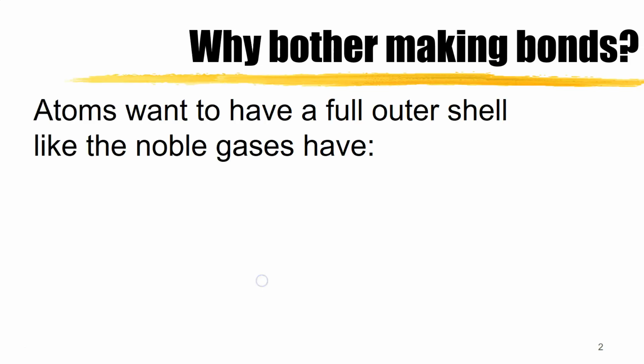So remember that the atoms want to have a full outer valence shell. They want to feel really stable, like the noble gases are. So what ends up happening is that the atoms are going to try to adjust the number of electrons they have until they look like a noble gas in terms of their configurations.